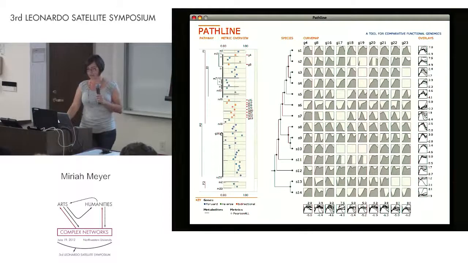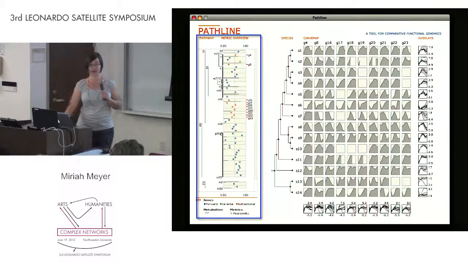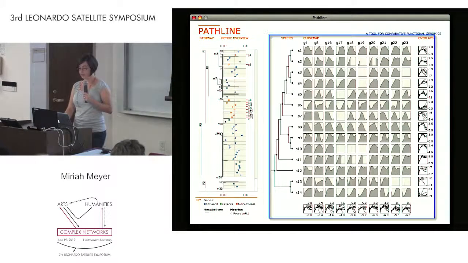This is just a screenshot from Pathline, and it has two main views. On the left, we have what we call a linearized pathway representation. And on the right, we have a more detailed curve map display. And I'll tell you about these things in more detail in a minute.